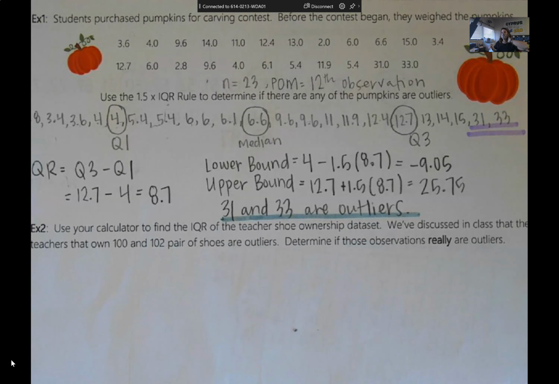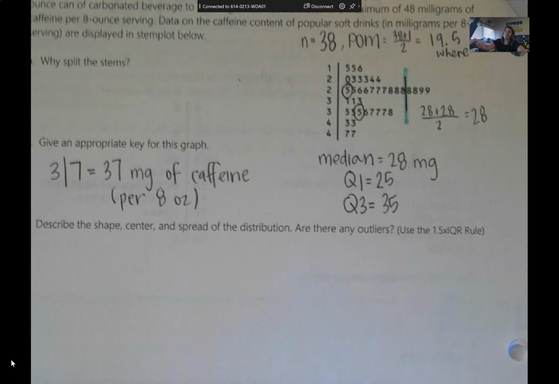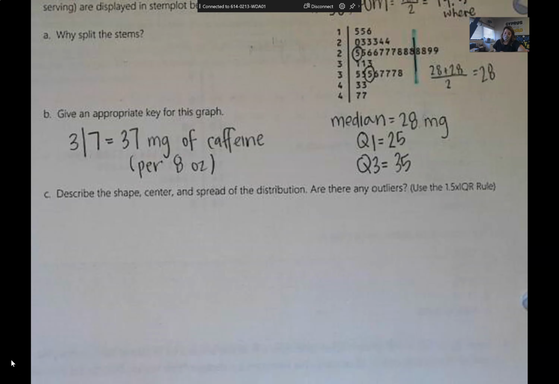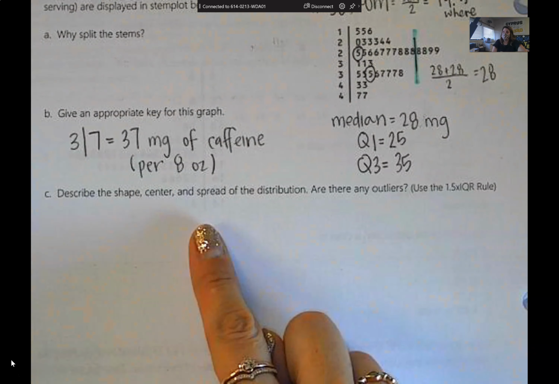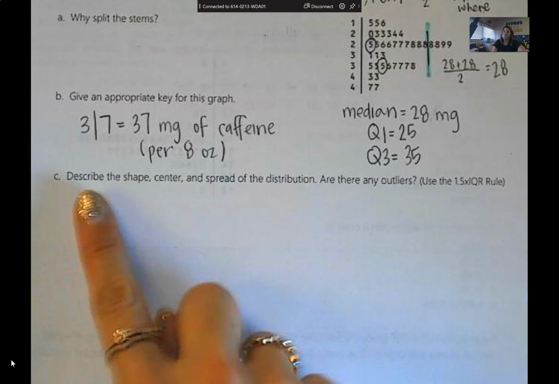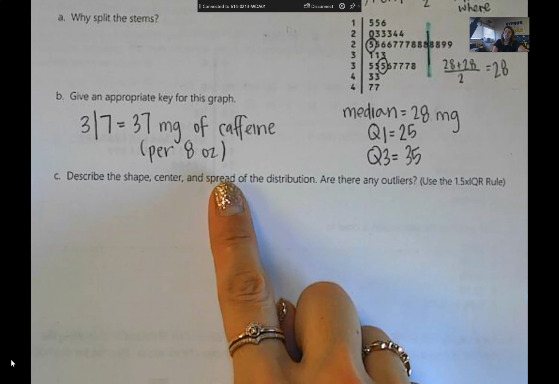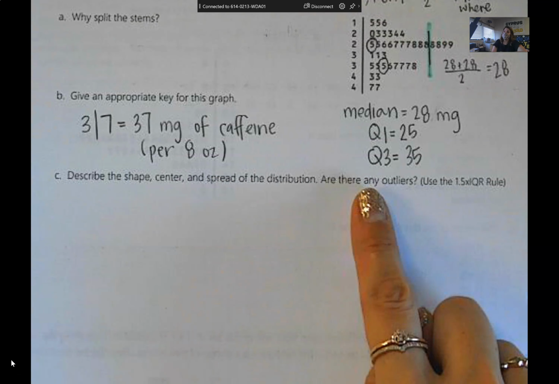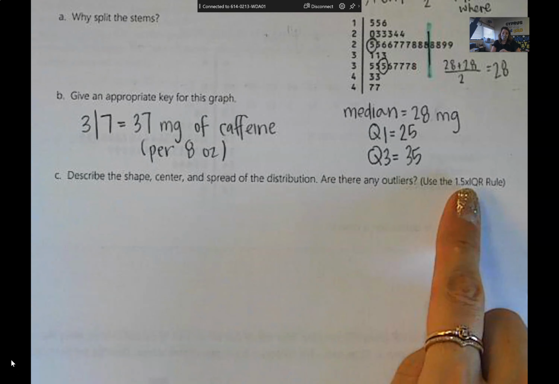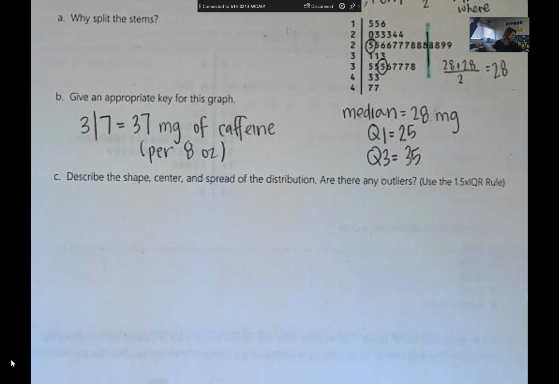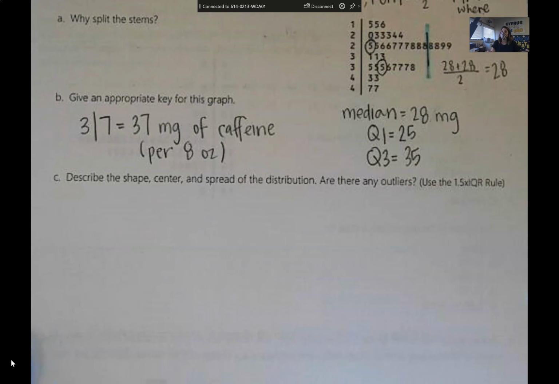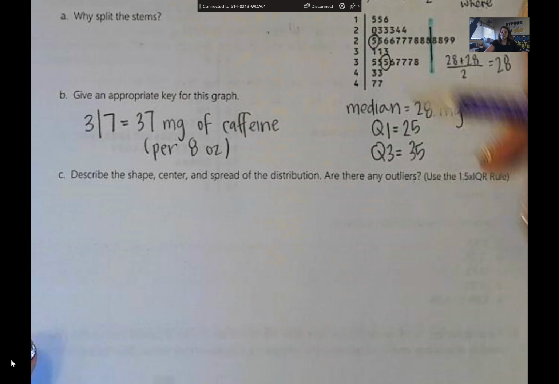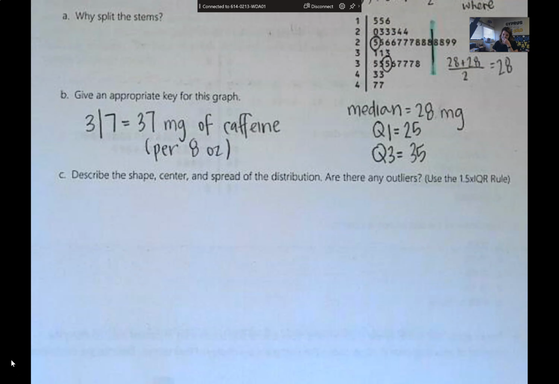Okay. Now let's go back to the caffeine data again. This problem on part C asks you to describe the distribution, which we don't know how to do yet or haven't formally talked about. But it also asks, are there any outliers? Use the 1.5 times IQR rule. Since we already found the quartiles, let's take a couple of minutes to see if we can determine if there are any outliers in the caffeine data set.